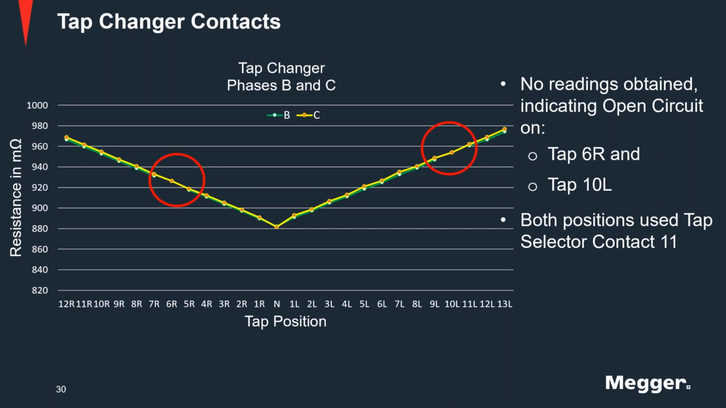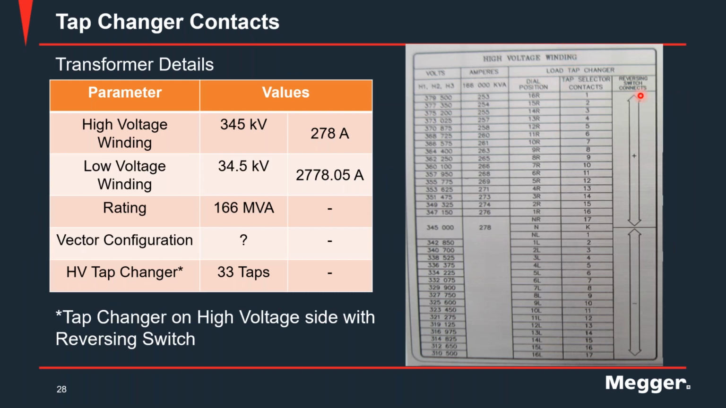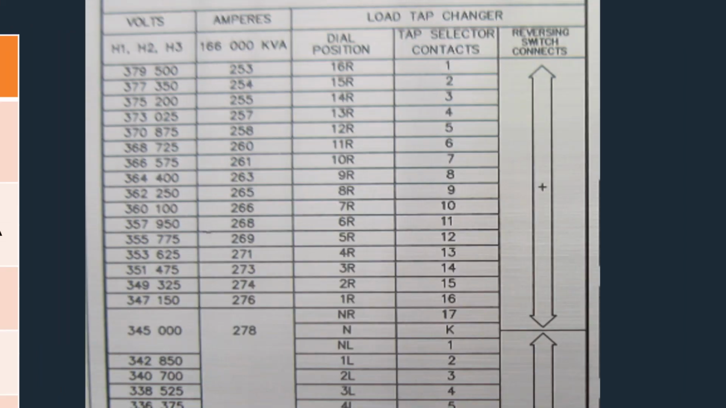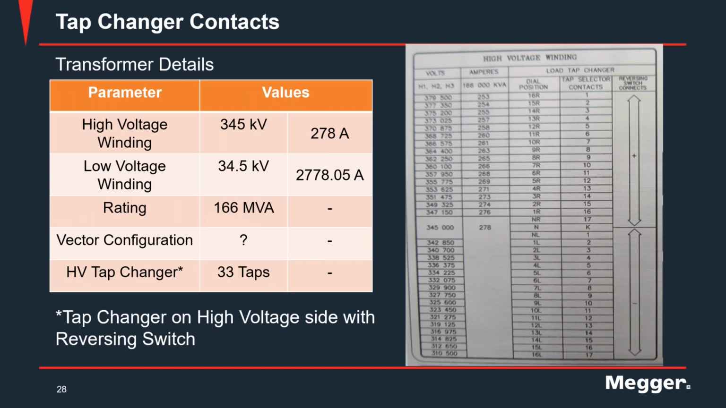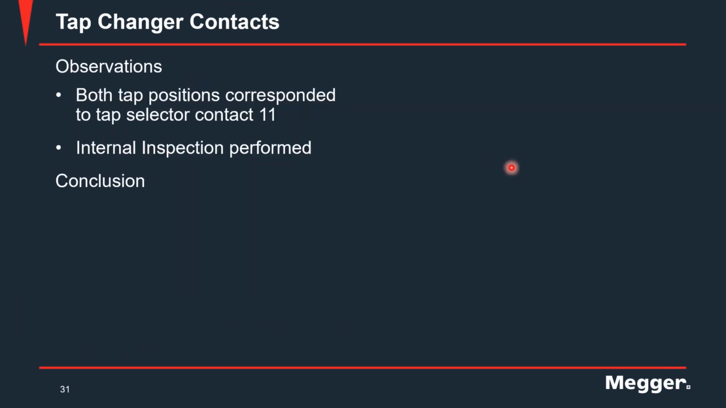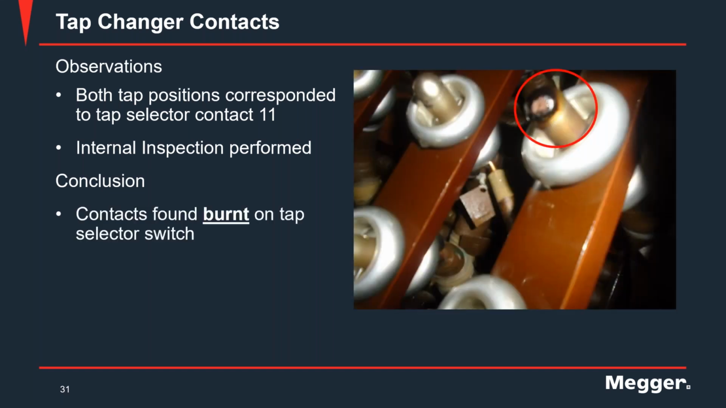Now, after analyzing it further, we realized that the 6 raise and the 10 lower positions both corresponded to tap selector contact 11. Let me take you to that slide real quick. Here on the right hand side, we have the nameplate. If you zoom in on the tap selector contacts, you can see that for position 6 raise, you use tap selector contact number 11, and the same contact number 11 is also used for the 10 lower position. So now we started understanding what might be going on here. Because of that, it was recommended that an internal inspection be performed, because we now had a, quote unquote, smoking gun. When the internal inspection was performed, contacts on the tap selector switch were found burnt.